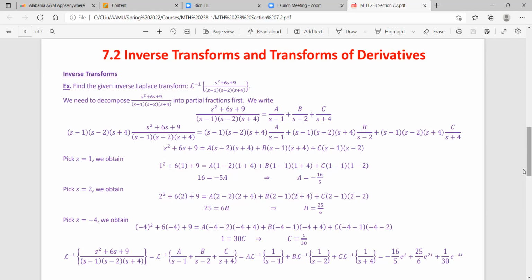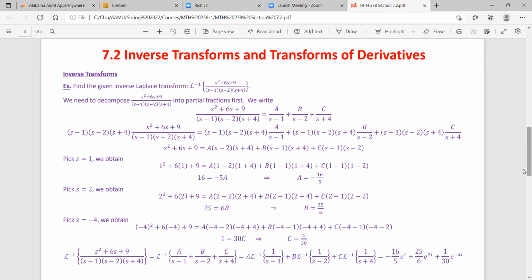Now you can pick different values of s and solve for a, b, and c. You can also multiply out the right-hand side for each term. You can FOIL it and combine like terms and then set up equations based on the coefficients of the polynomials on both sides. But the easy way to do it is just pick some specific values of s.